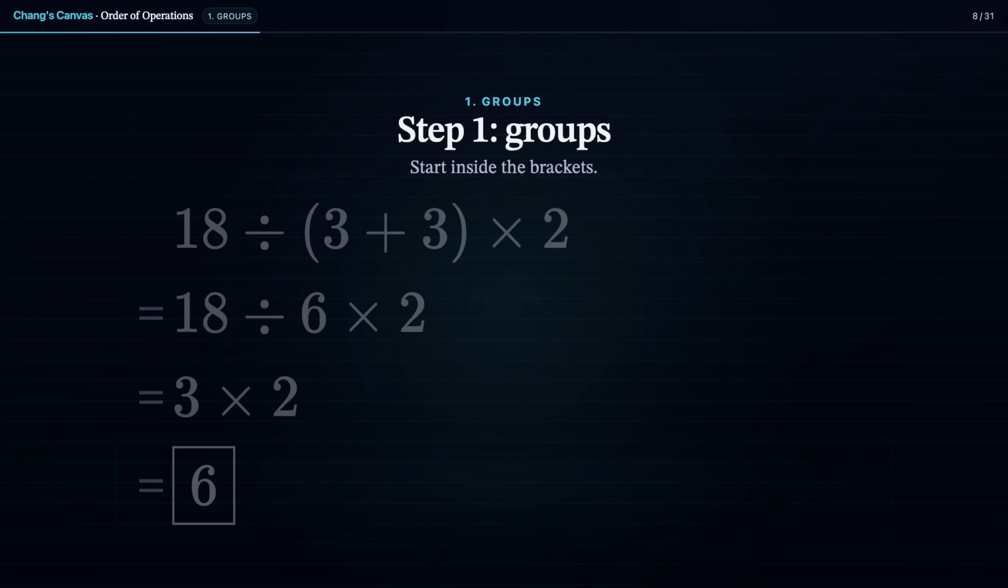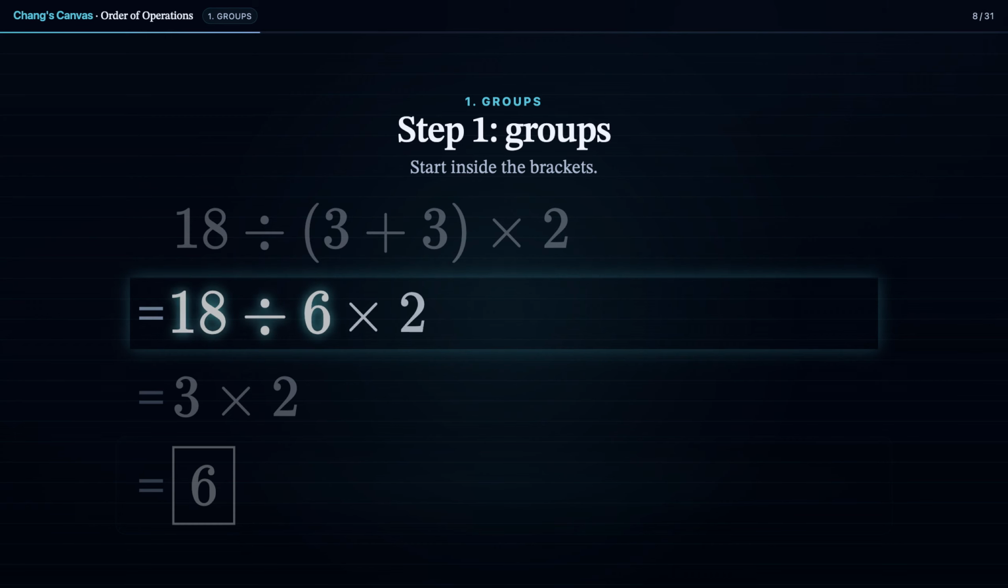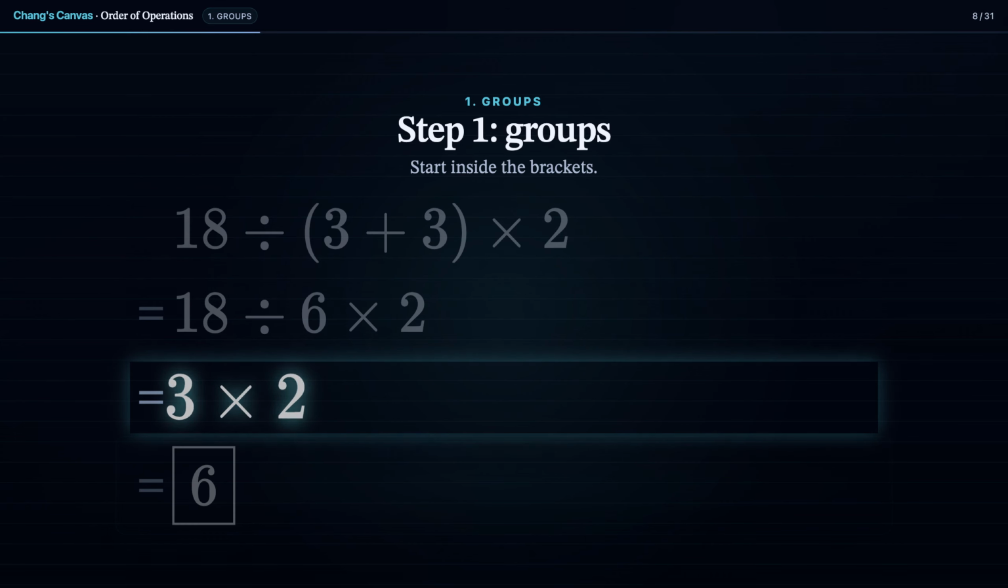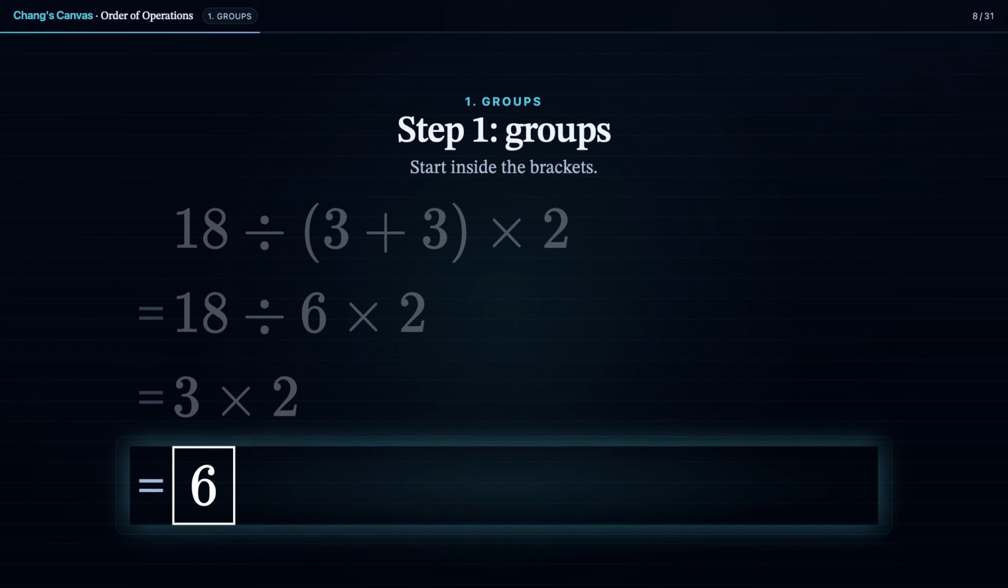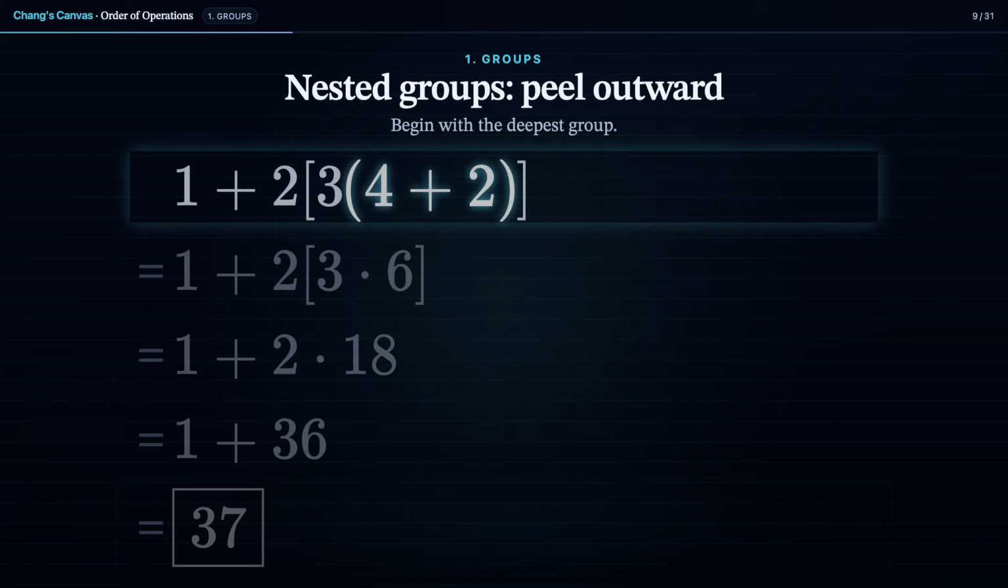Groups come first. Add 3 plus 3 inside the brackets. That gives 6. Now divide and multiply from left to right, and the answer is 6. When groups sit inside other groups, begin with the deepest one and peel outward.